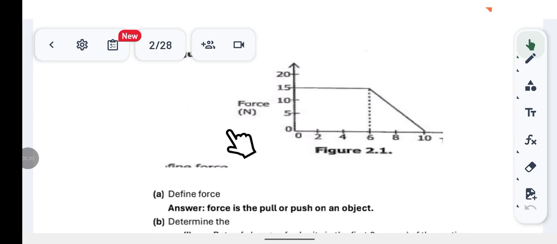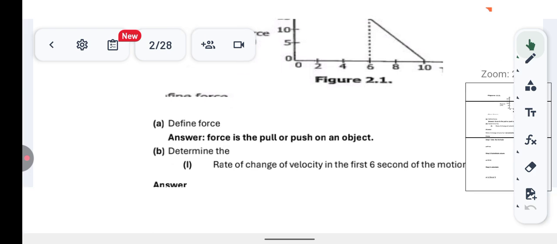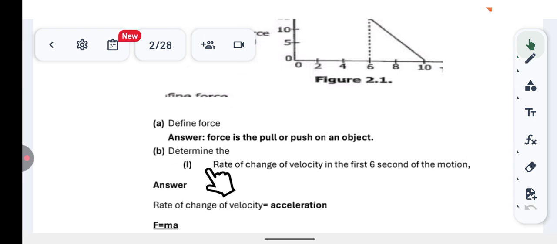So the first question is define force. Force is the pull or push on an object. Question B, determine the rate of change of velocity in the first 6 seconds of the motion.